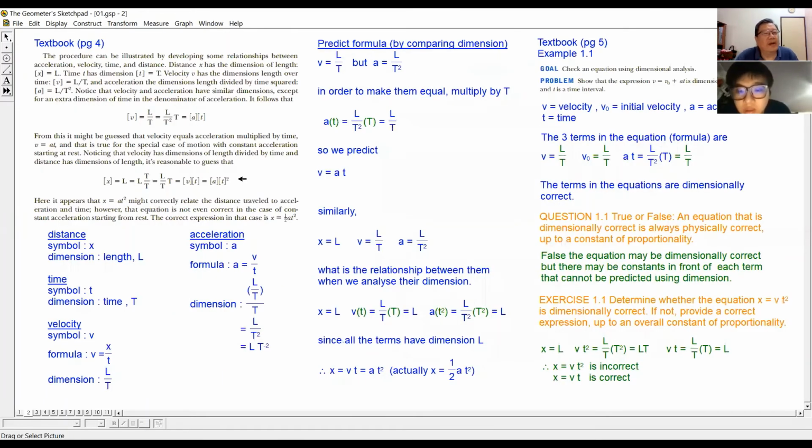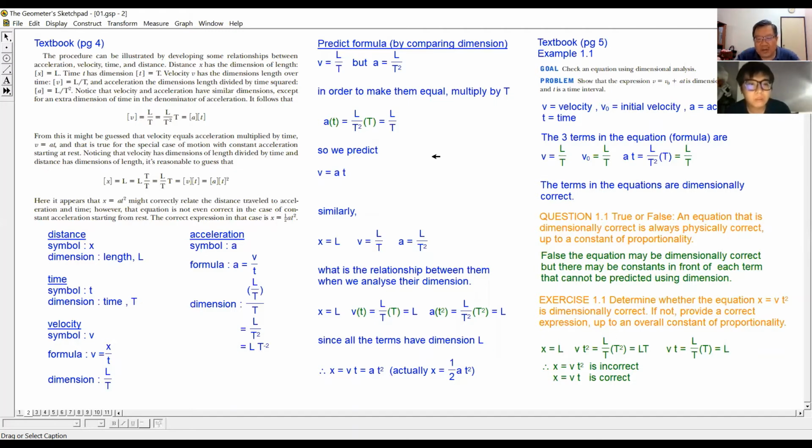Okay, we carry on. Now, in your textbook, these dimensions, the physical quantities that I've mentioned earlier, length, time, and mass, they are used to check formulas. In physics, we have a lot of formulas involving these derived quantities, like acceleration and velocity. So one of the uses of dimension is to check these formulas.